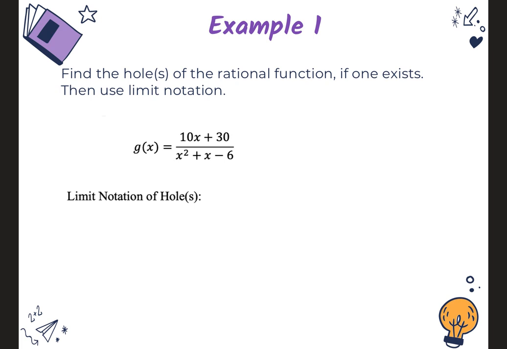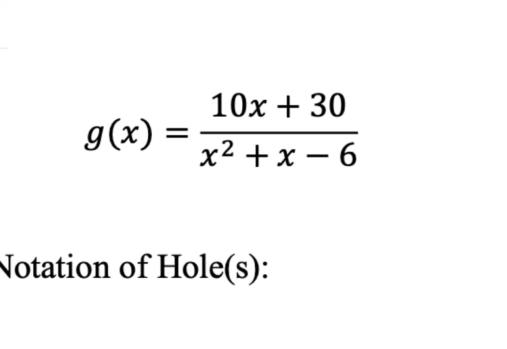All right, so example 1 says find the hole or holes of the rational function if one exists, and then use limit notation to describe it. So the first thing we're going to do is factor my numerator. I can take a 10 out, and I get x plus 3. And then I'm going to factor the denominator. The factors of -6 that sum to +1 would be what? +3, -2.